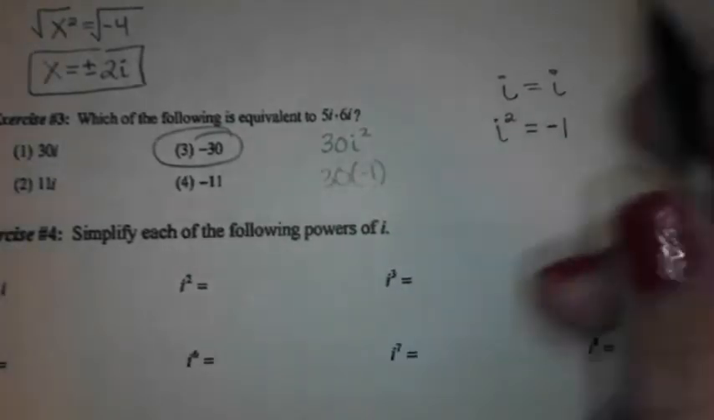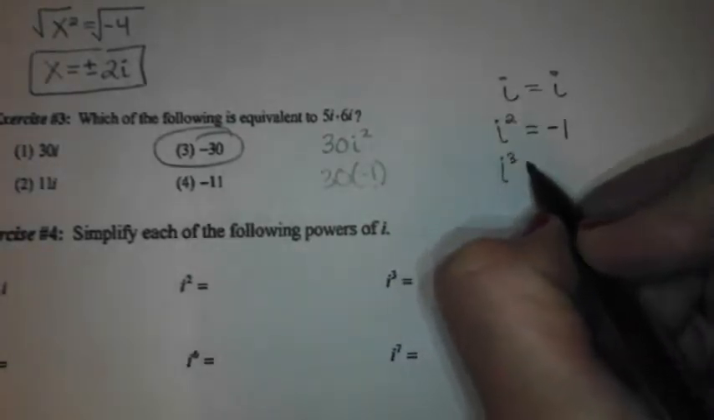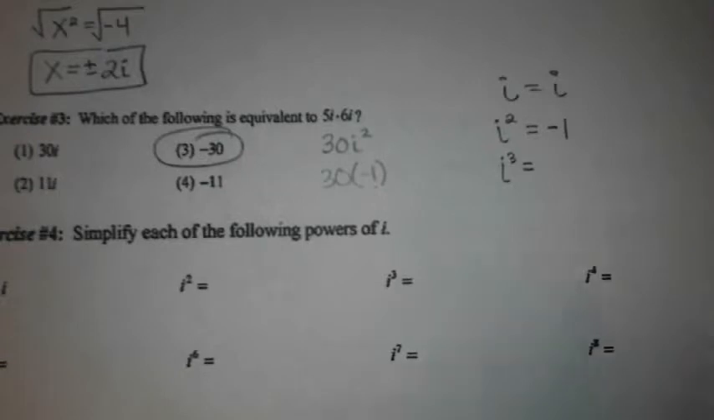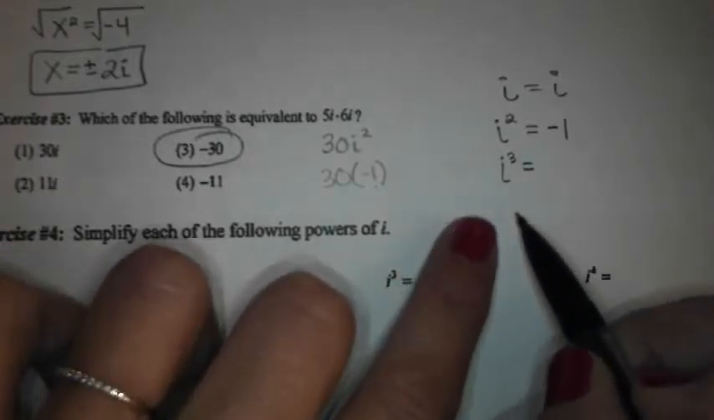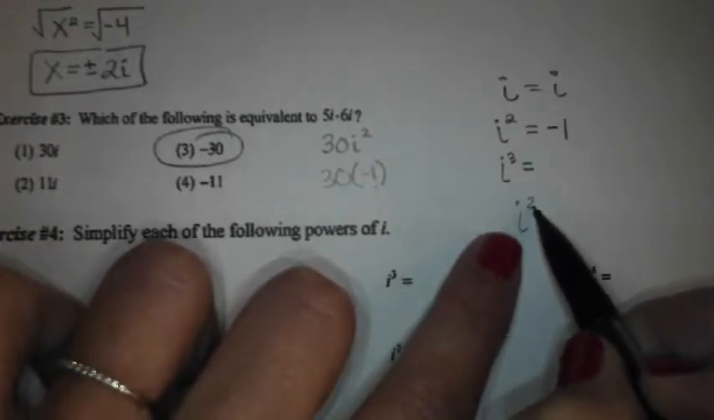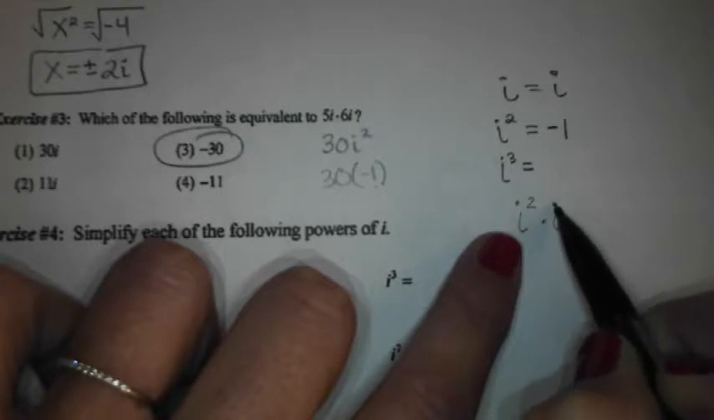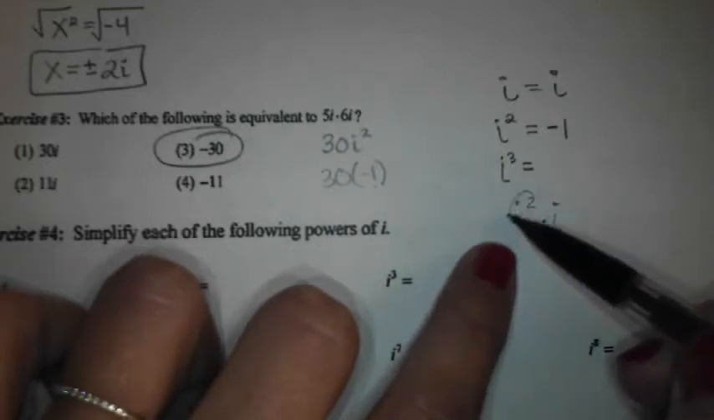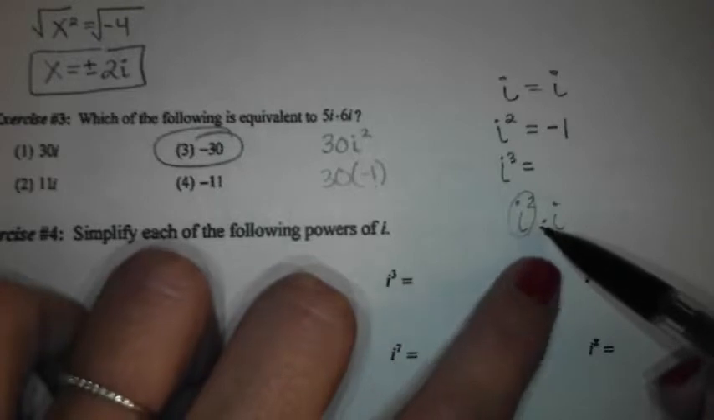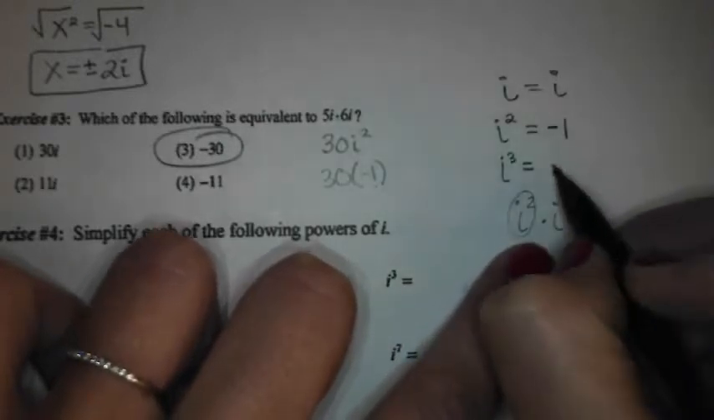I'm going to keep going with this cycle. i cubed. Now, don't write this part down, but isn't i cubed the same thing as i squared times i? And if i squared is negative 1, what's negative 1 times i? Negative i.